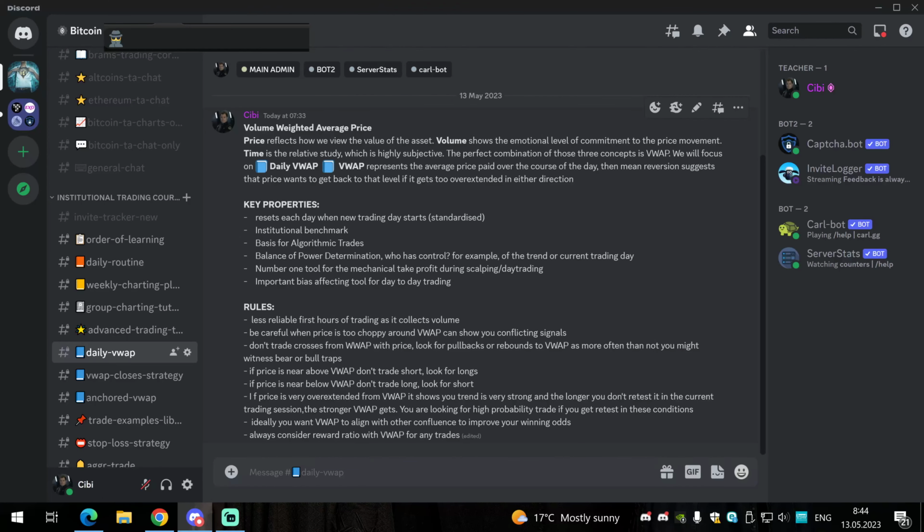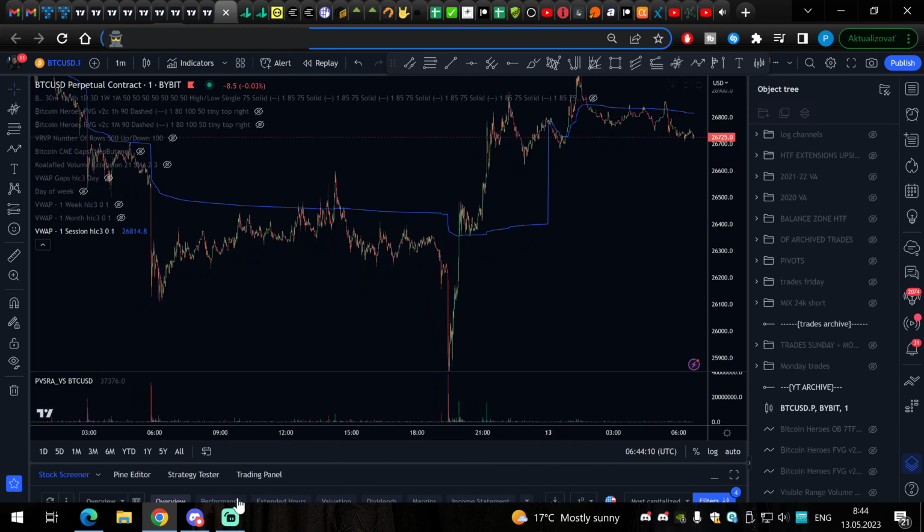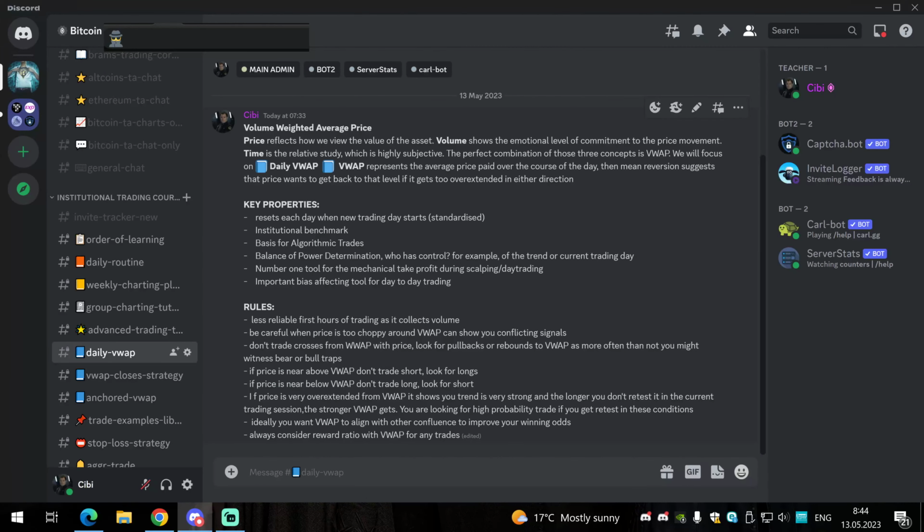It's an important bias-affecting tool for day trading. As I mentioned, it's bias. So if you trade above, you look for longs, but we will go over these situations over here. So we have some simple rules for the VWAP. The VWAP is less reliable in the first hours of trading as it collects volume.